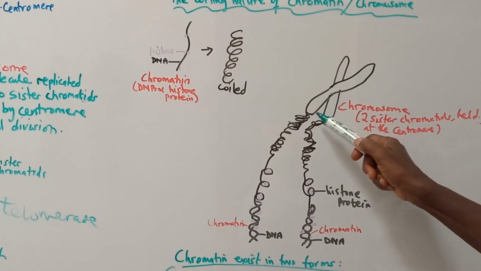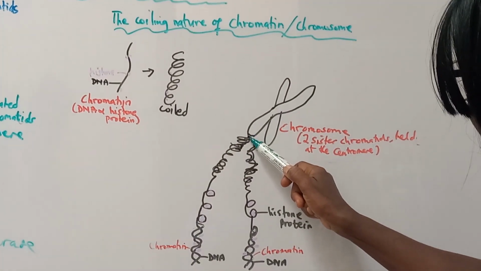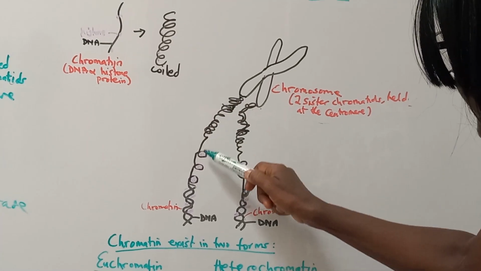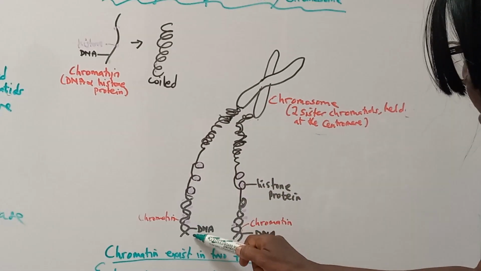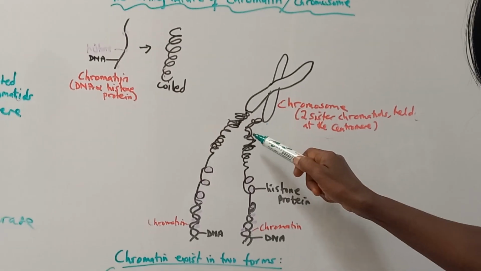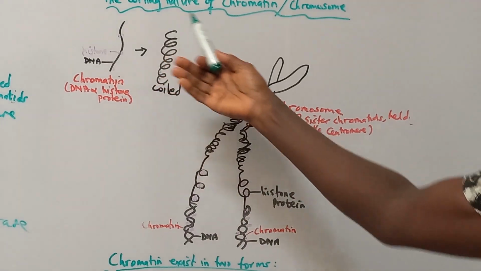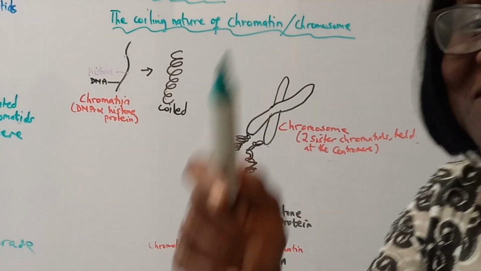When it's broken down, it will be seen that this DNA chromatid is coiled around histone, and that's DNA. Then the same thing, this is a sister chromatid. When it's opened up, you can see it coiled around histone. So that is chromatin and chromosome, the same DNA.